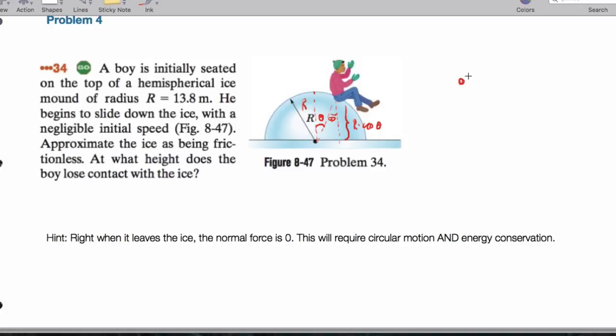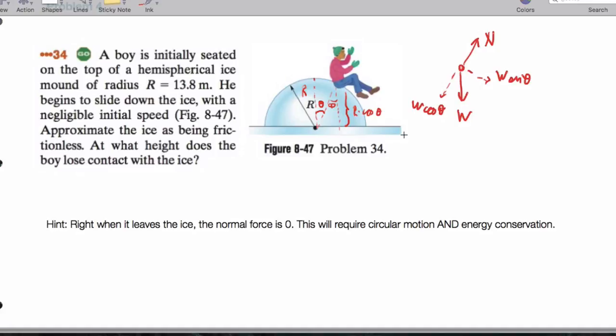When I draw a free body diagram of the forces, I have a normal force on the kid. I have the kid's weight. And it turns out these two force components, when we do the trig, this is going to end up being w sine theta. And this will be w cosine of theta.